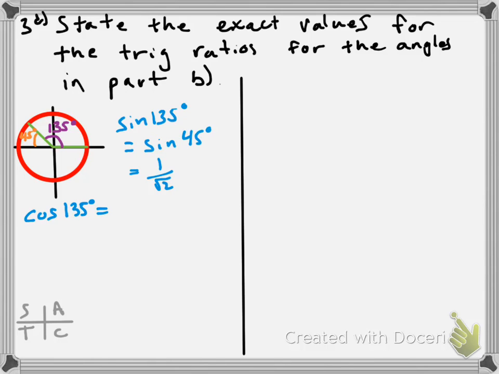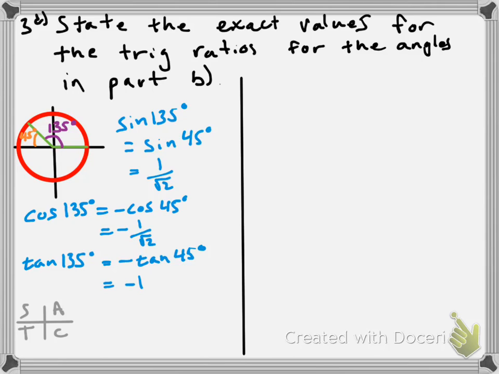For cosine, the cosine of 135 degrees, since cosine is negative in quadrant 2, we know that it's going to be the negative of the cosine of 45 degrees. Cosine of 45 degrees is 1 over root 2, so we're going to have negative 1 over root 2. And lastly, tangent. We know tangent is going to be negative in this quadrant, since this is quadrant 2. So the tangent of 135 degrees is going to be the negative of the tangent of 45 degrees, and tangent of 45 degrees is 1, so we're going to get negative 1. Okay, so that's for 135 degrees.